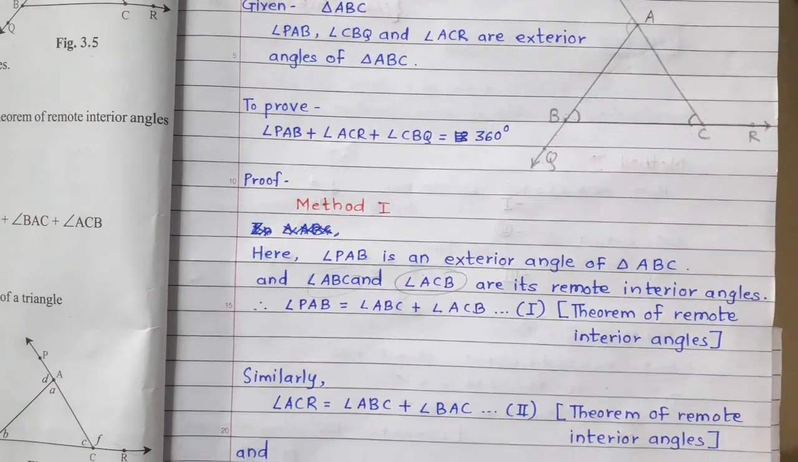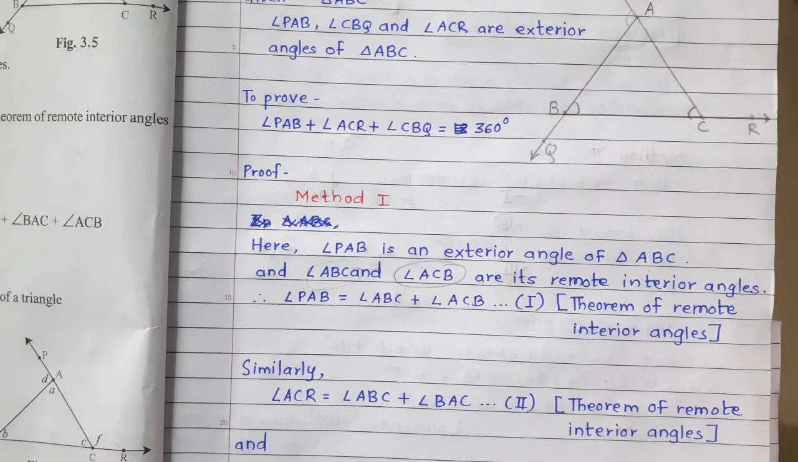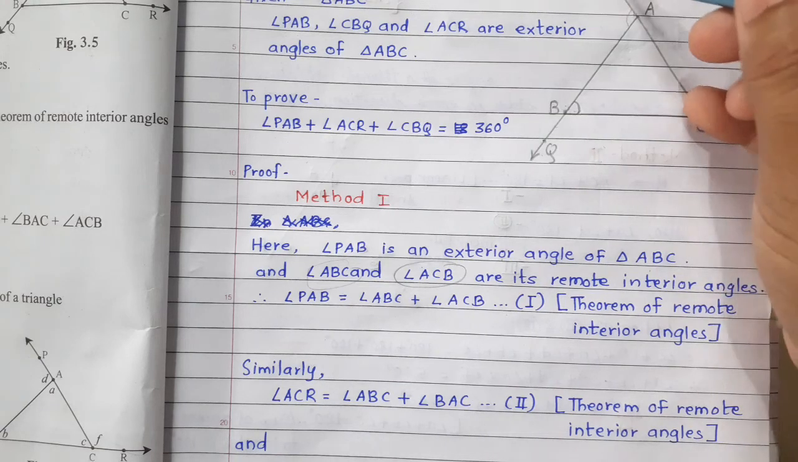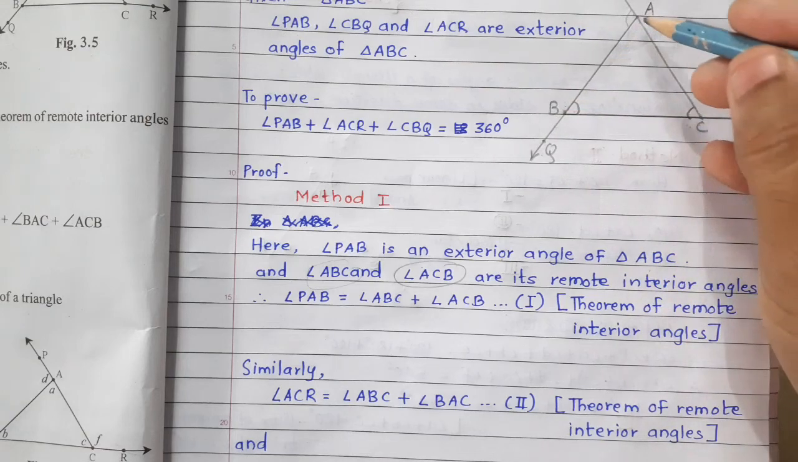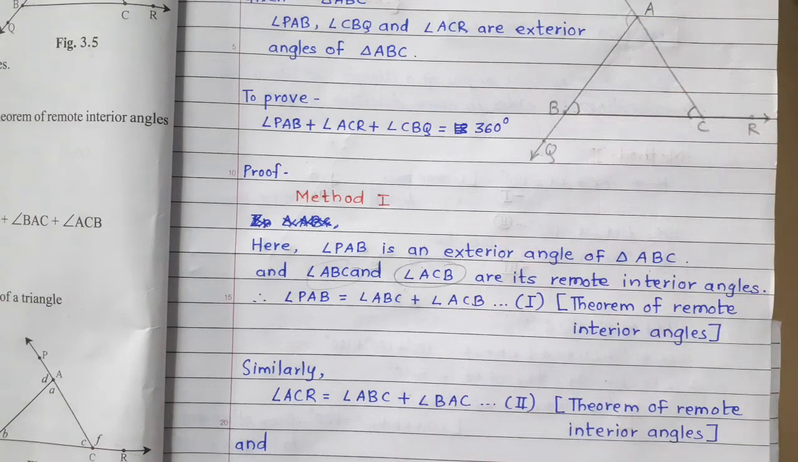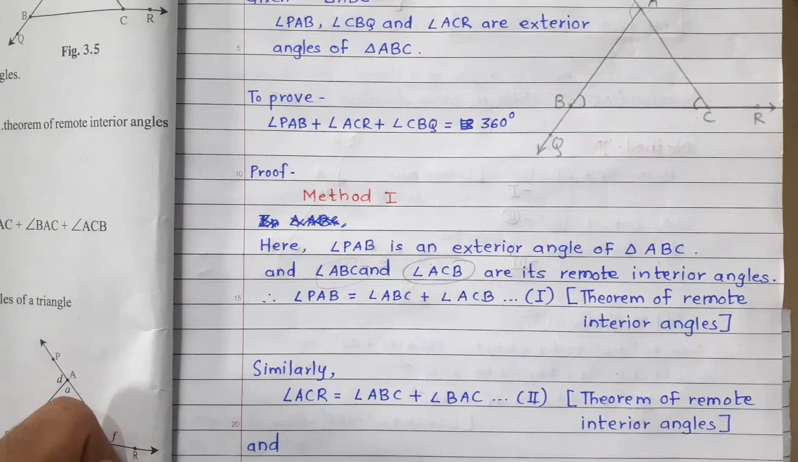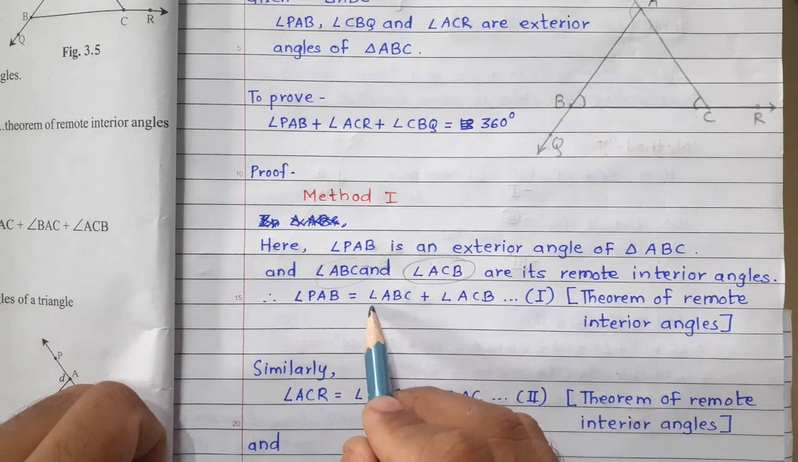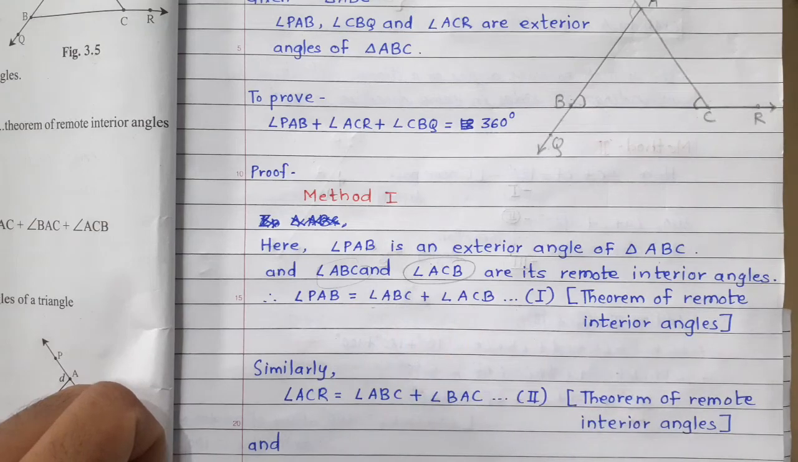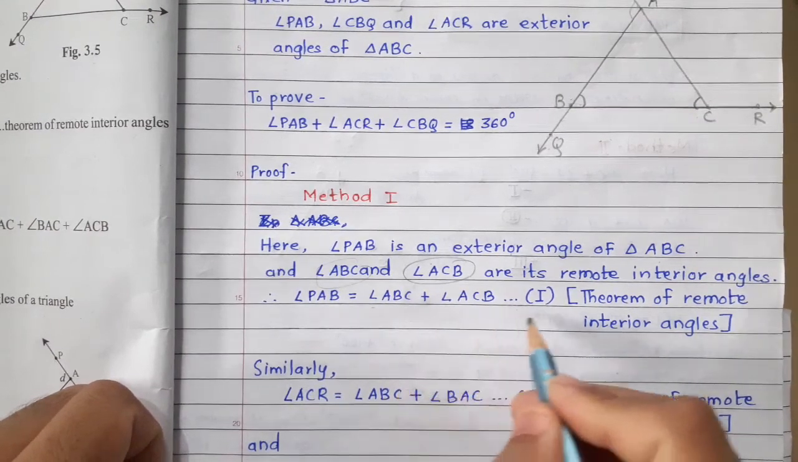So by the theorem of remote interior angles, we can write angle PAB is equal to angle ABC plus angle ACB. We know the statement of the remote interior angle theorem: the measure of an exterior angle of a triangle is equal to the sum of its remote interior angles. So we can write angle PAB is equal to angle ABC plus angle ACB. Give this as equation number 1.